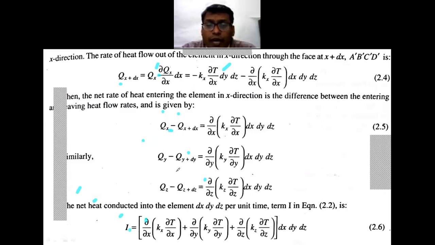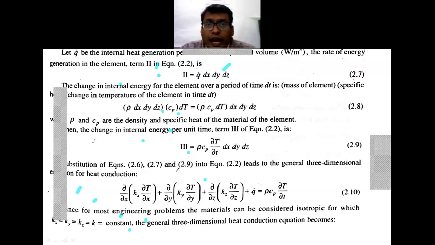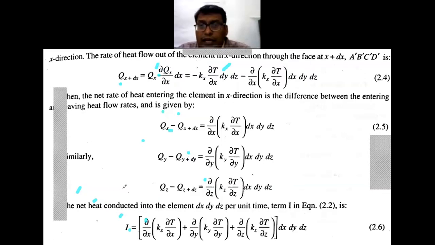So, we have calculated these four terms: the first term, the net heat change; the second term, the heat generation term; the third term, the change of internal energy term; and the fourth term, work done, which is taken as zero. Arranging these terms, the first term is delta by delta x of kx delta T by delta x, plus the y direction term, delta by delta y of ky delta T by delta y, plus the z direction term, delta by delta z of kz delta T by delta z, into the volume.